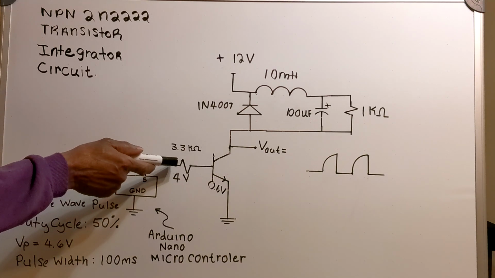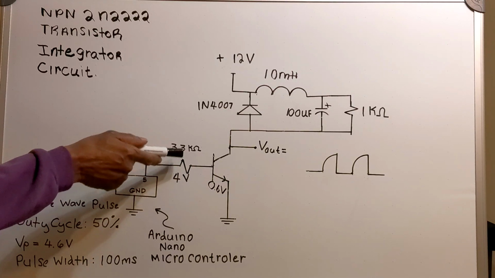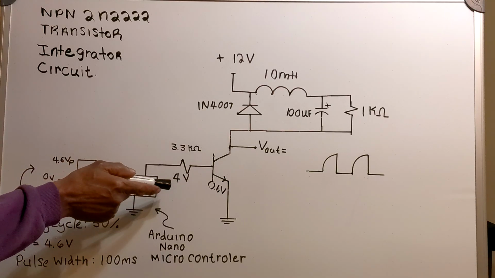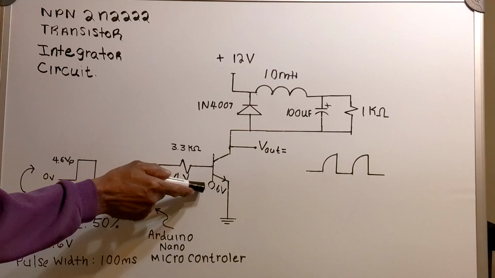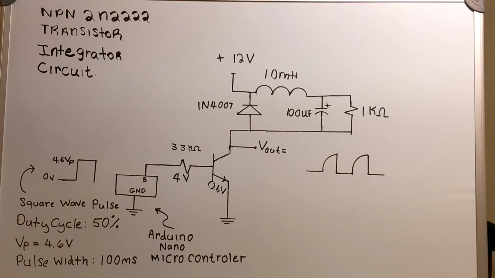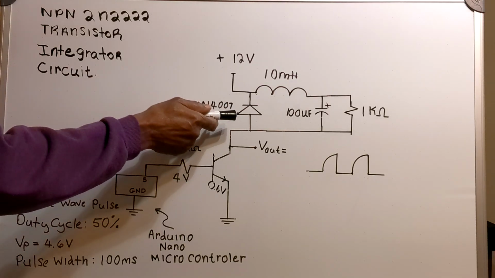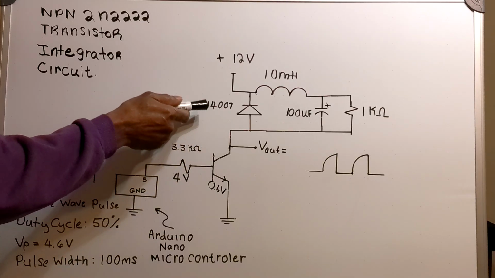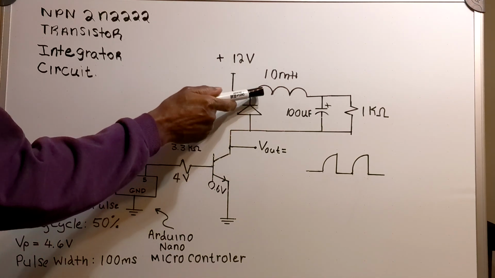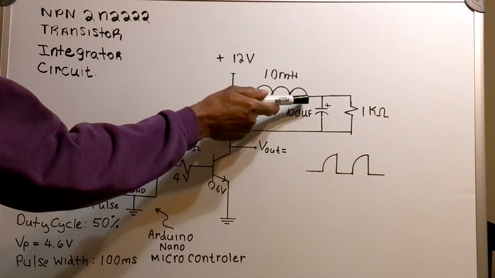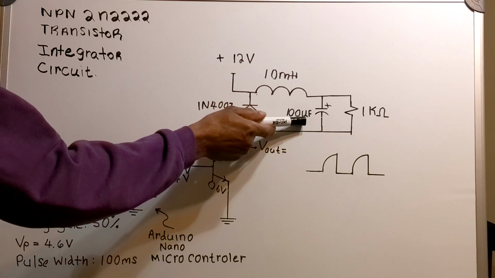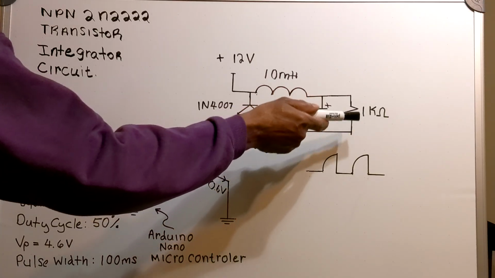And I've got a 3.3k ohm resistor, and across the resistor is 4 volts, and across VBE is 0.6 volts. And on my collector side, I have the 1N4007 diode, and I've got a 10 millihenry inductor, and I've got a 100 microfarad capacitor in parallel with a 1k ohm resistor.